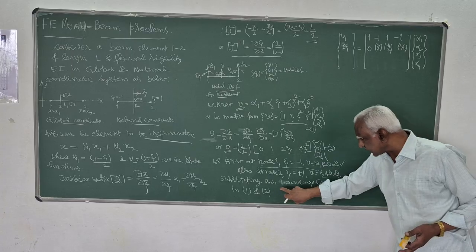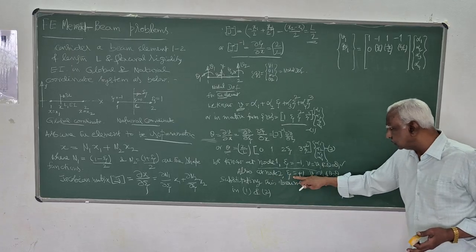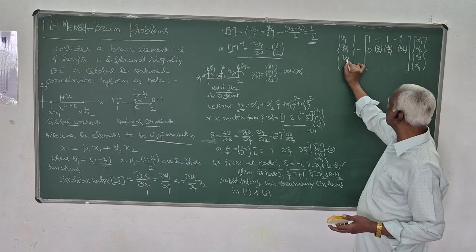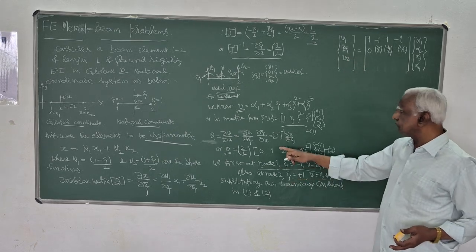Then if you apply the second condition at node 2, xi equal to plus 1, v is equal to v2 and theta equal to theta 2.